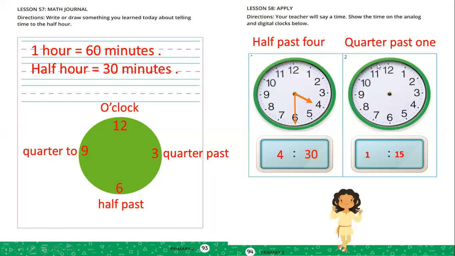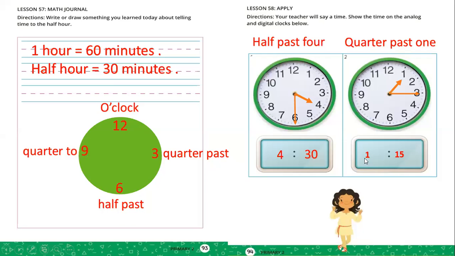Here, the next one, quarter past 1. First, I have to think. Quarter past means a special number. Here, quarter past means the long hand will point to 3, so I will make the long hand point to 3. The short hand for hours is very simple. Quarter past 1, so I'll make the short hand point to 1.